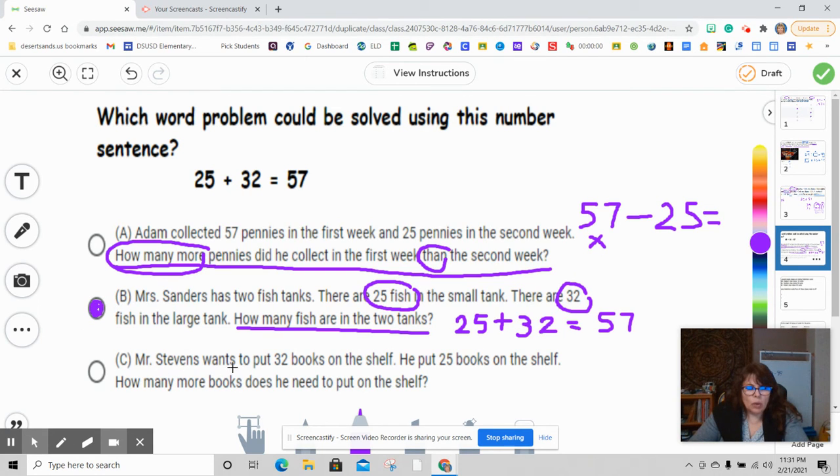Mr. Stevens wants to put 32 books on the shelf. He puts 25 books on the shelf. How many more books does he need to put on the shelf? Remember, how many more? That means we need to subtract. So we have 32.